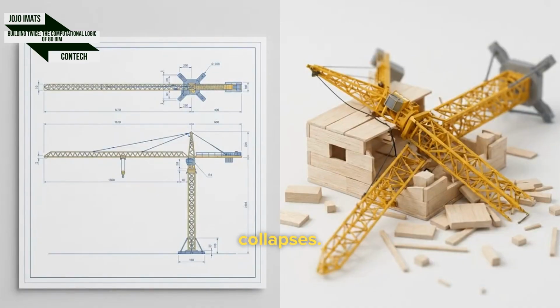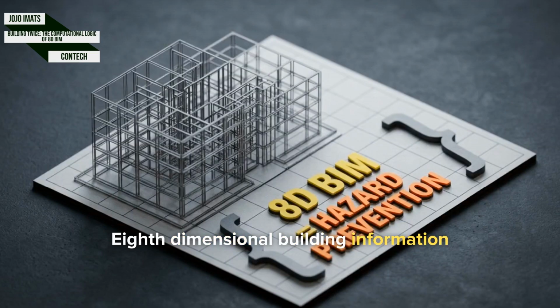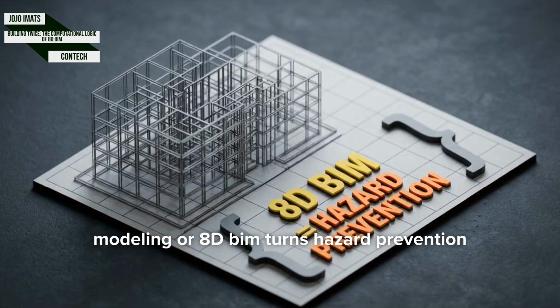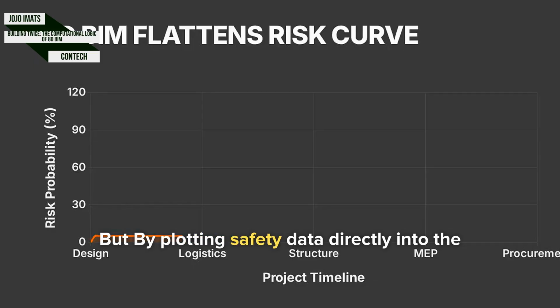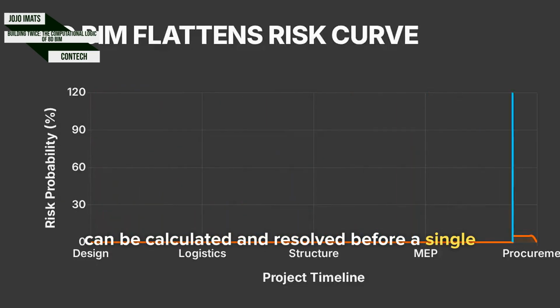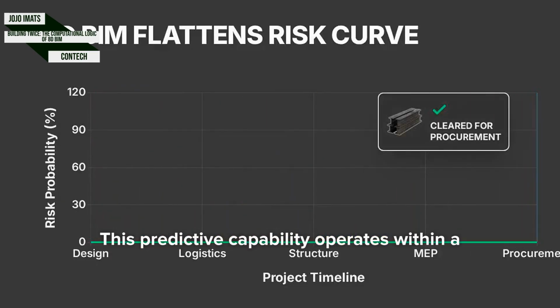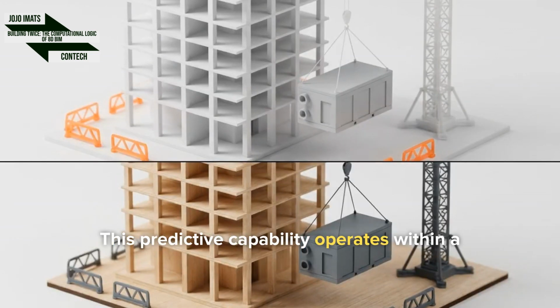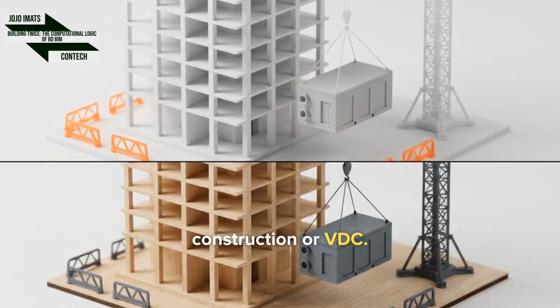and equipment collapses. Eighth-dimensional building information modeling, or 8D BIM, turns hazard prevention into a solvable equation. By plotting safety data directly into the three-dimensional space over time, hazards can be calculated and resolved before a single piece of steel is ordered. This predictive capability operates within a methodology known as Virtual Design and Construction, or VDC.